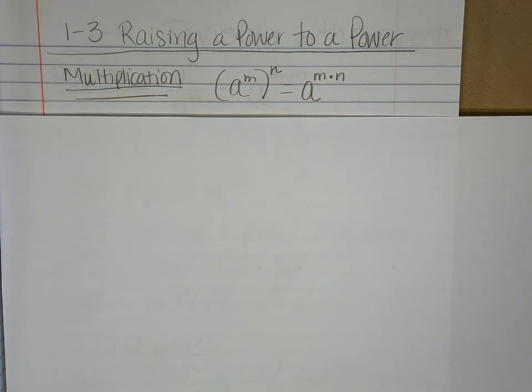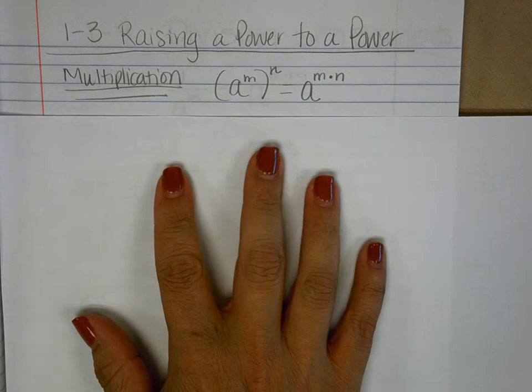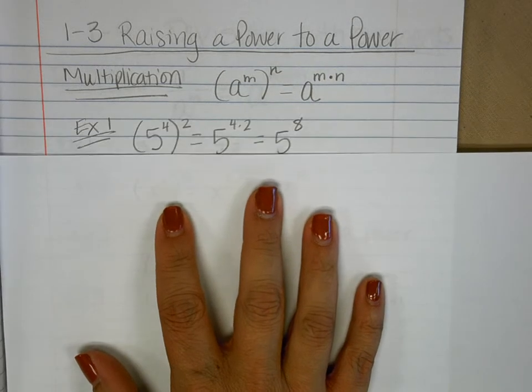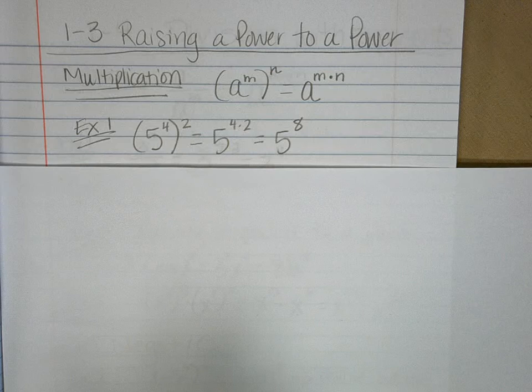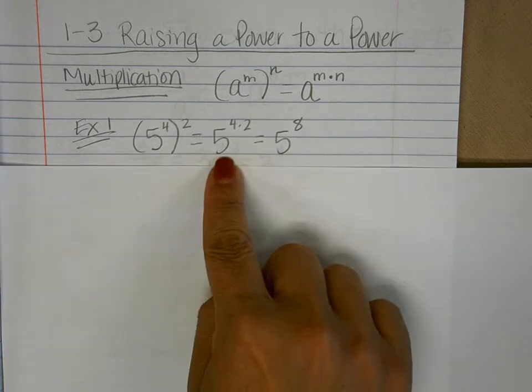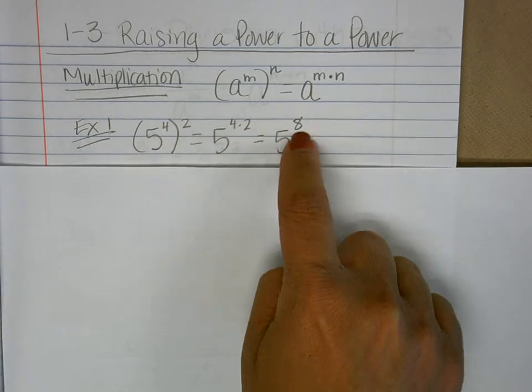So that's a power of m to the power n. And when we raise a power to a power, we multiply. So that's a to the m times n. And of course, I'll put numbers in there so you can see the difference. So here's an example with 5. Five to the fourth power to the second power means 5 to the 4 times 2, which is 8.